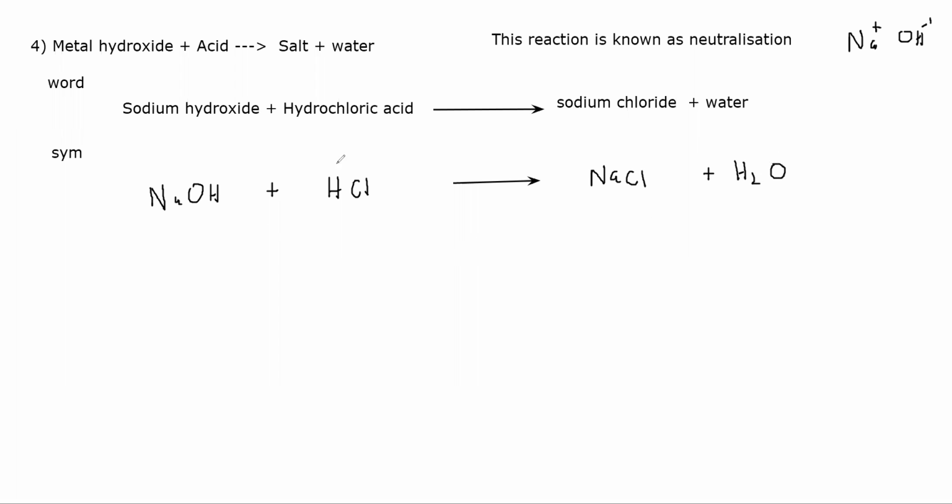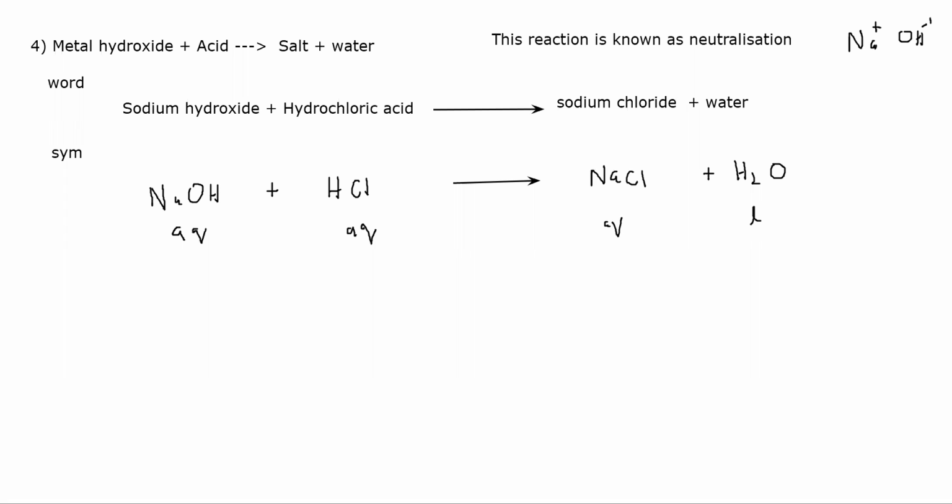Then the state symbols. What is the state of alkalis? If it is soluble, if we say specifically alkali, it means it will be aqueous. Aqueous means mixed in water. Acids are also aqueous. Most chlorides are soluble except silver, mercury, and lead. So what is the state of sodium chloride? That will be aqueous. And what is the state of water? That is liquid.